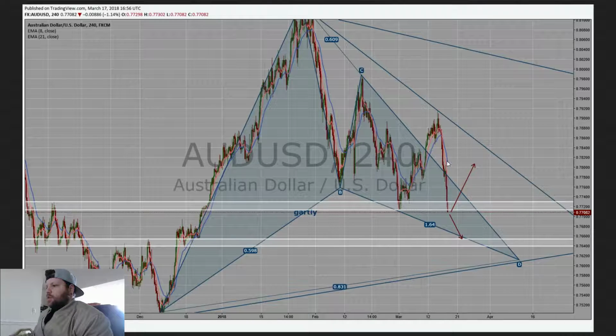I will be selling this only until the completion of the Gartley. And if we do see a breakdown below and a retest with this trend line way down here, I'll be selling it some more. So that's what I got with AUD USD this week.